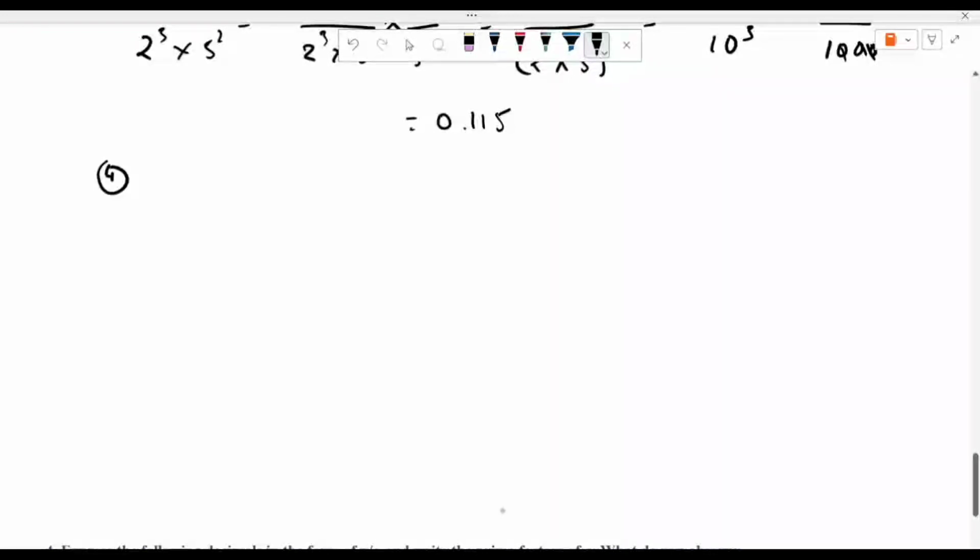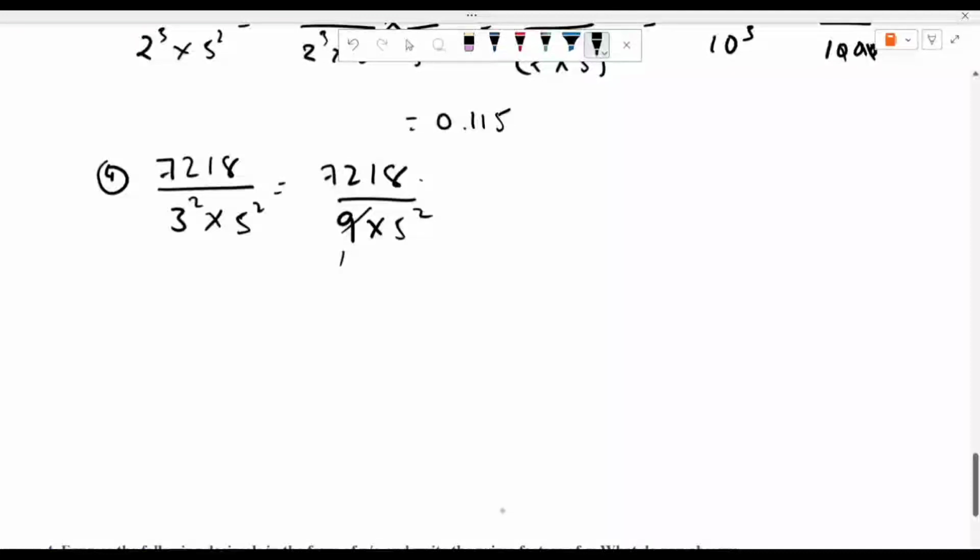Okay, now let us take the fourth question. The fourth question given here is 7218 divided by 3 square into 5 square. Now look here, I don't need 3 because in the denominator we should have only 2 and 5. So we have to eliminate this 3 square. How can you eliminate? 7218 divided by 3 square is 9 into 5 square. So I will cancel out: 9 ones are 9, 9 8s are 72, and 9 2s are 18. So it will be 802 divided by 5 square.